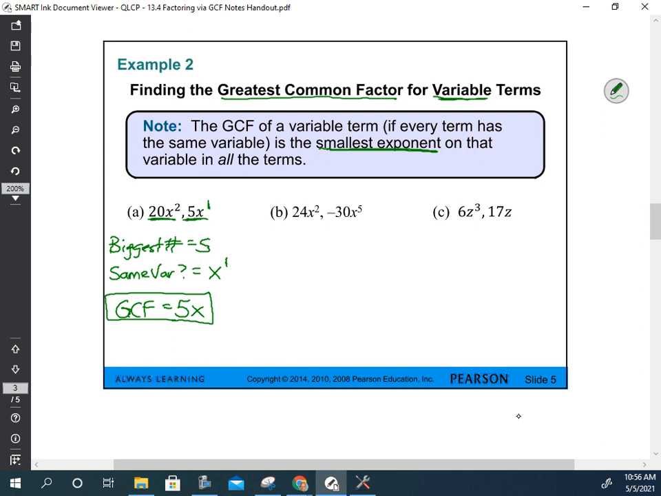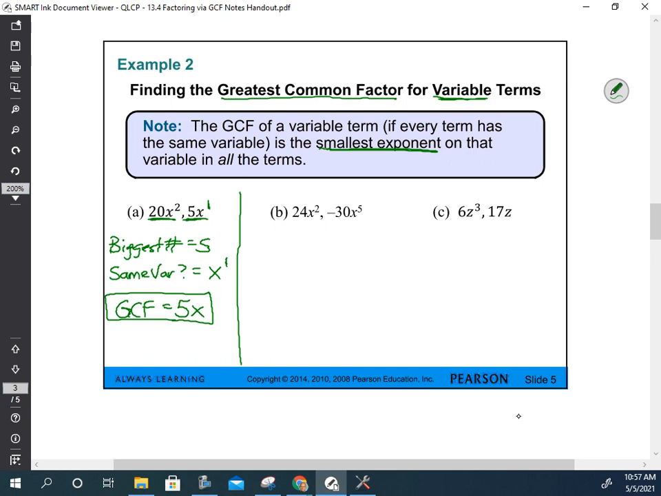So not only do you have to worry about the number, you have to worry about the variable too. You take out the biggest number, and if they have the same variable, you take out the variable as well. Any questions with part A? You okay over there, David? Yeah. Okay.